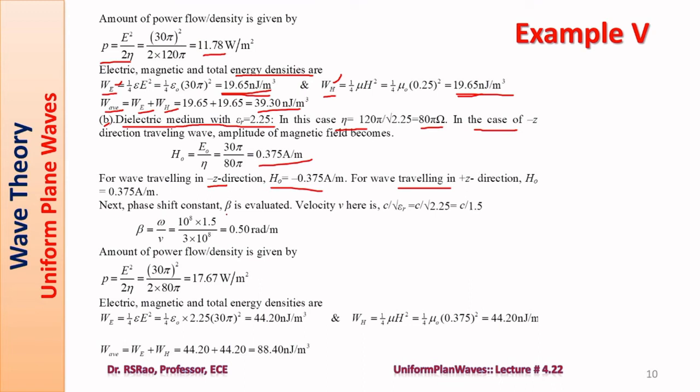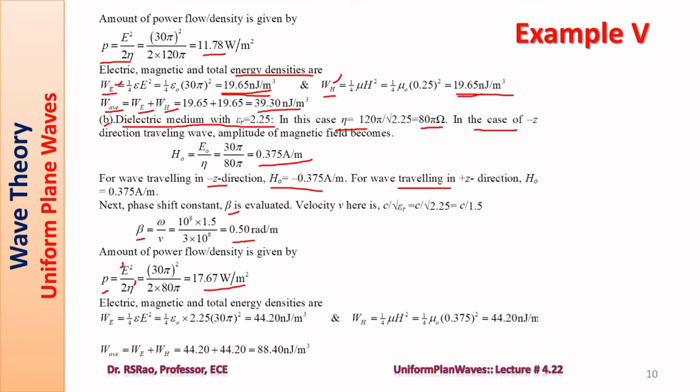Next, phase shift constant beta is evaluated. Beta is omega by V. Omega is known to us. Here V is C by root epsilon r. Root epsilon r is 1.5. Therefore, beta is 0.50 radians per meter. The amount of power flow or density P is E square by 2 eta. E is known, eta is known. Substitution results 17.67 watts per meter square.